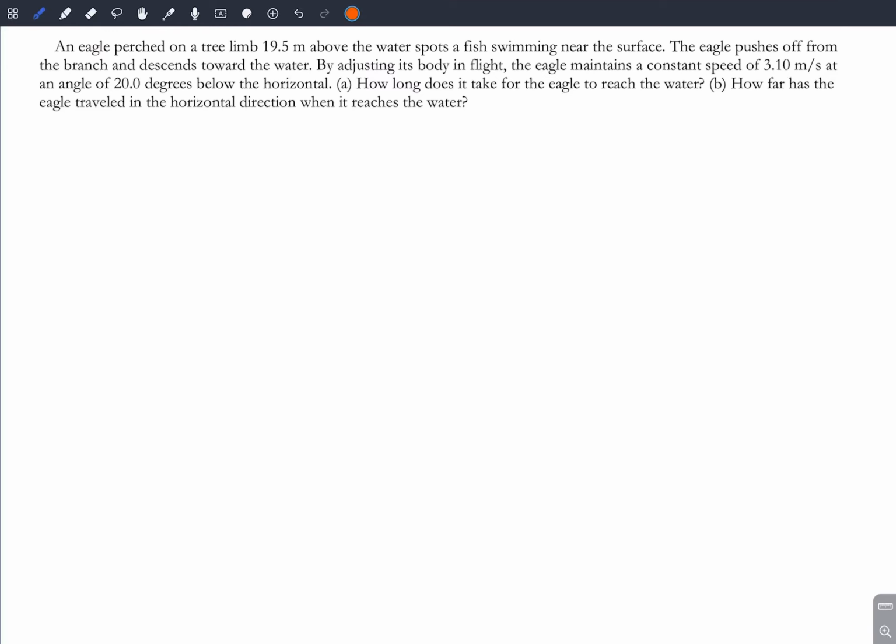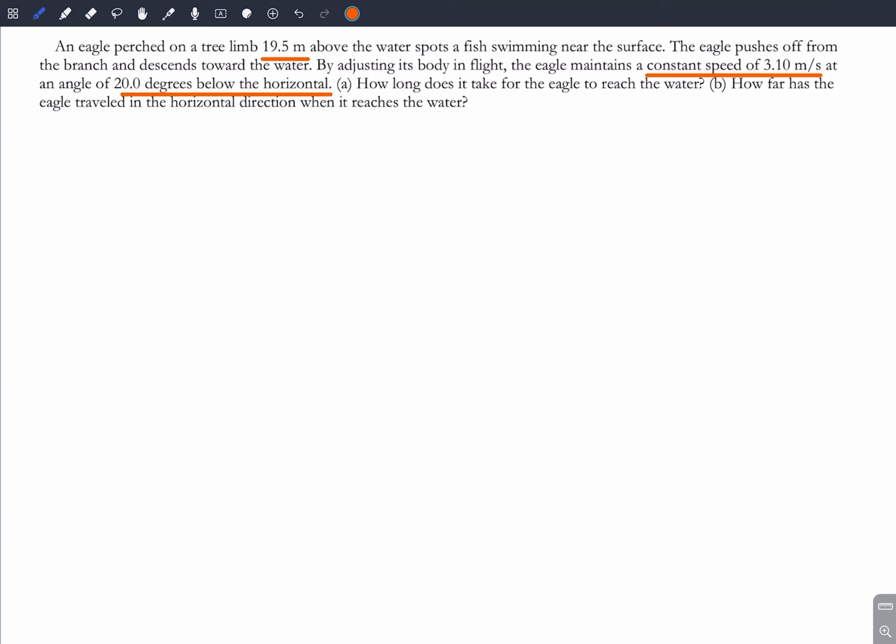An eagle perched on a tree limb 19.5 meters above the water spots a fish swimming near the surface. The eagle pushes off from the branch and descends towards the water. By adjusting its body in flight, the eagle maintains a constant speed of 3.1 meters per second at 20 degrees below the horizontal. A. How long does it take for the eagle to reach the water?